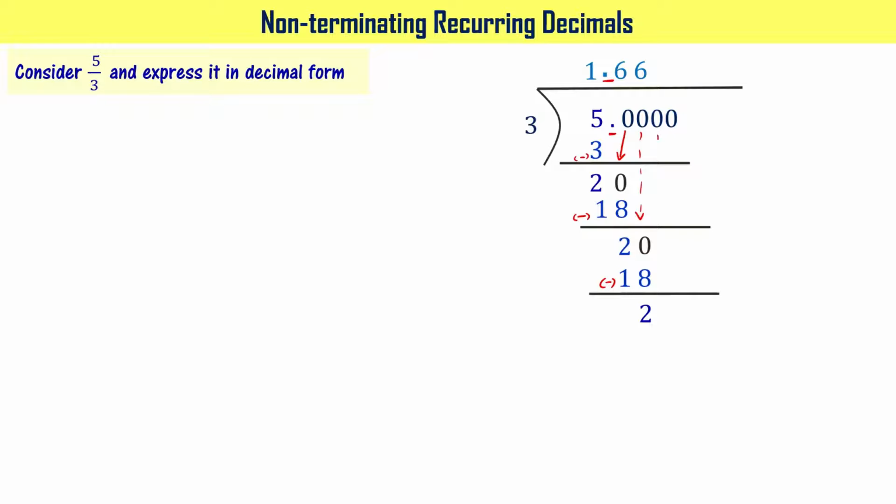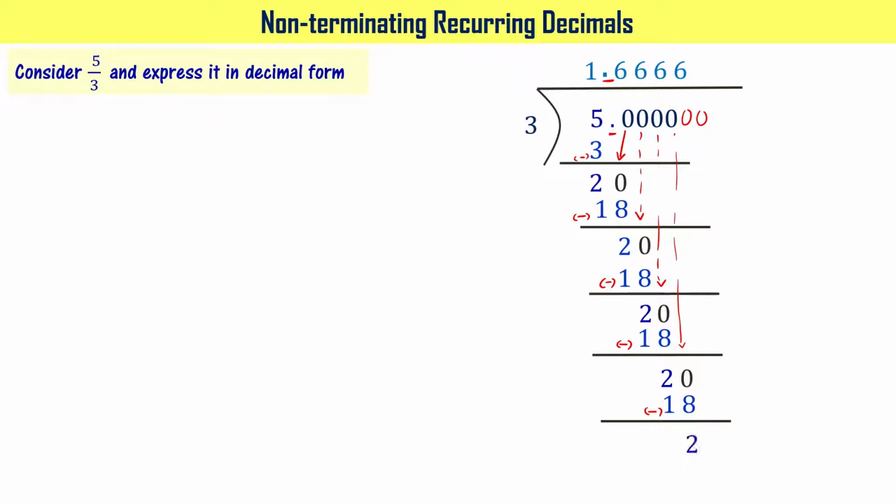You bring down this particular 0 now. The 2 has become 20. Again, 6 times 3 is 18. When you subtract 18 from 20, you have 2 as the answer. Now I can bring the last 0 also. Of course, as I said earlier, I can have as many zeros as required, right? But I'm bringing the fourth 0 down so that it becomes 20. 6 times 3 is 18. When you subtract, again you are getting 2 as the answer, right?